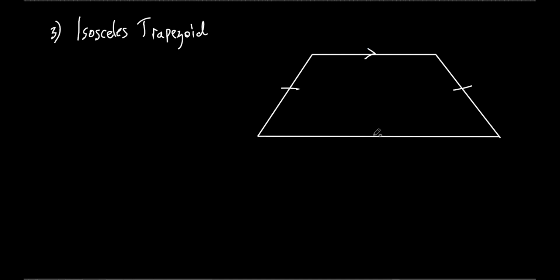And if I told you that this and this were parallel, then what is this thing? With that information right there, what is this? An isosceles trapezoid. Exactly right. So what do I know about an isosceles trapezoid? Well, it's given to you, right?